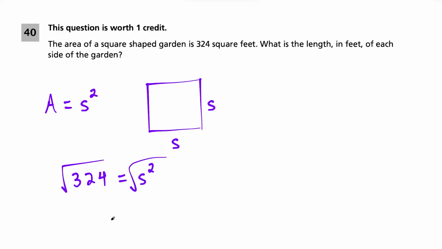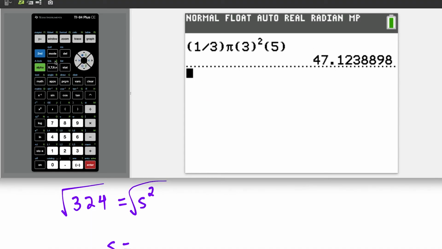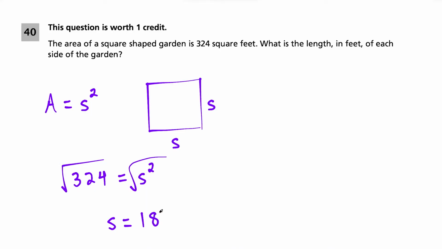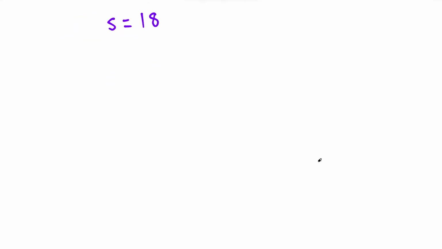And that's going to tell us that s is equal to, and now we'll just type in the square root, second, x squared. And now we're writing in 324. So s is equal to 18. And the units here, we would say 18 feet. But once again, all of the answer spaces will have the correct units waiting for you. So the answer here is 18 feet.